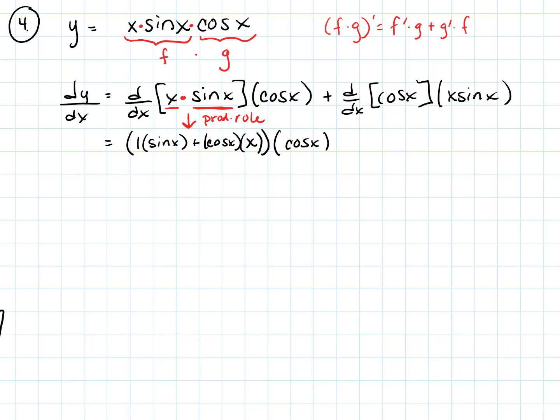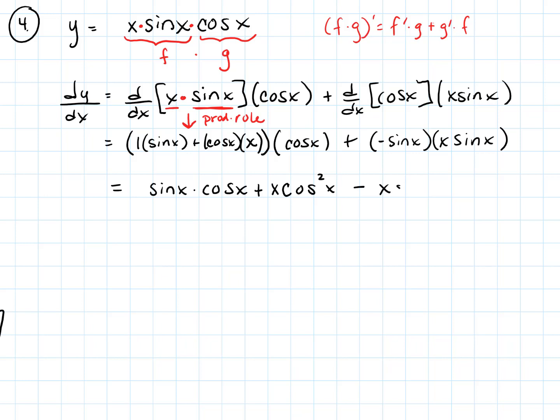All right, and then the derivative of the cosine of x is negative sine of x times x sine of x. And let's just see, as we go through here, how does this work out? If we do some distribution, we'll get the sine of x times the cosine of x plus the cosine squared of x, and we have an x on that term. Minus x sine squared of x.